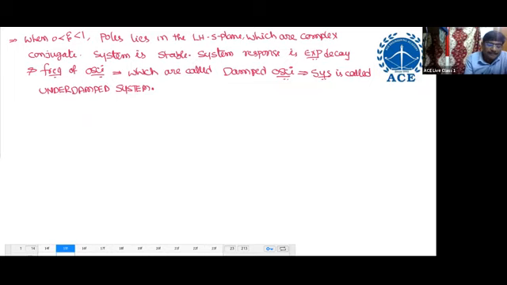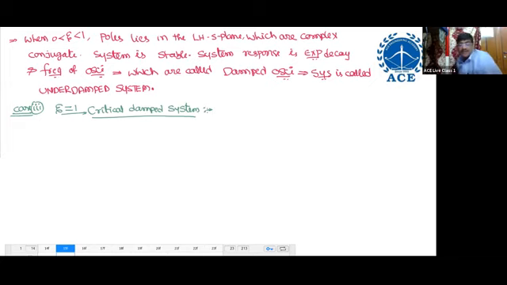Case 3. Zeta equal to 1. Critical damped system.